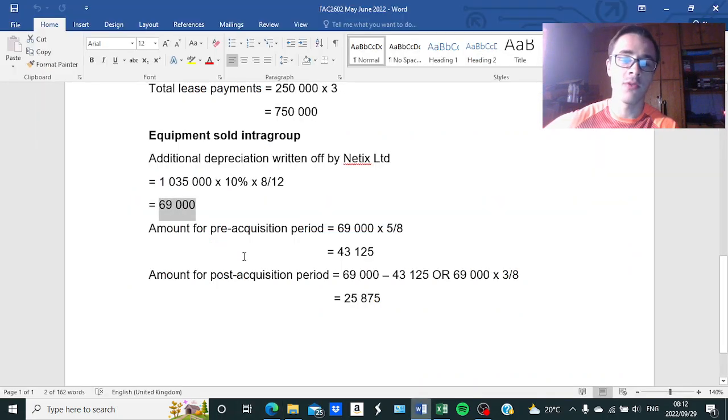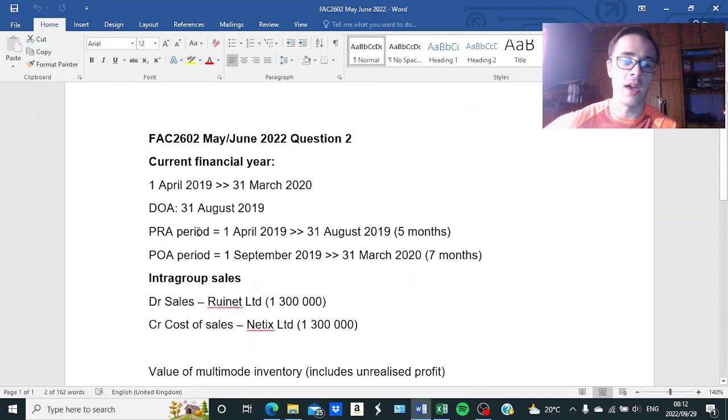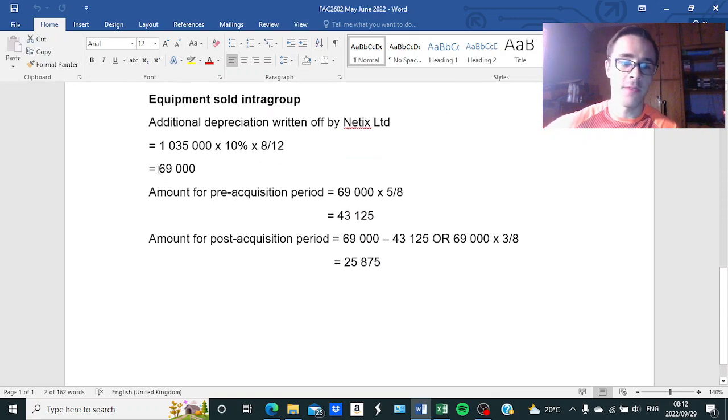We know from our notes in part 1 that the pre-acquisition period runs from the 1st of April 2019 and ends on the 31st of August 2019, the date of acquisition, giving us a total of 5 months. So 5 months of this amount must be allocated to the pre-acquisition period, and the remaining 3 months must go to the post-acquisition period. We have used 5 because we want the amount for the pre-acquisition period, and we have divided by 8 because we have a total of 8 months depreciation in this amount of 69,000.